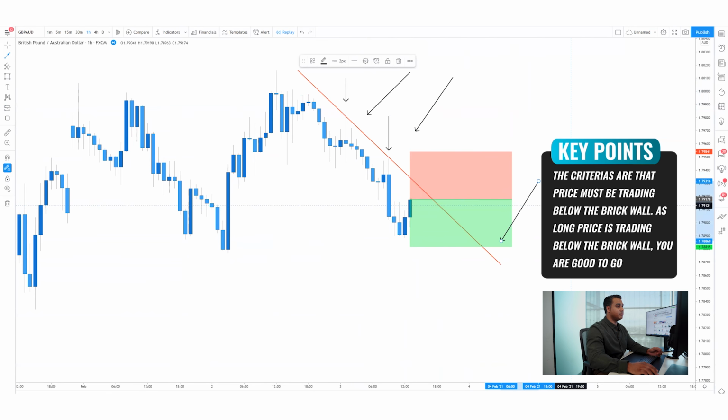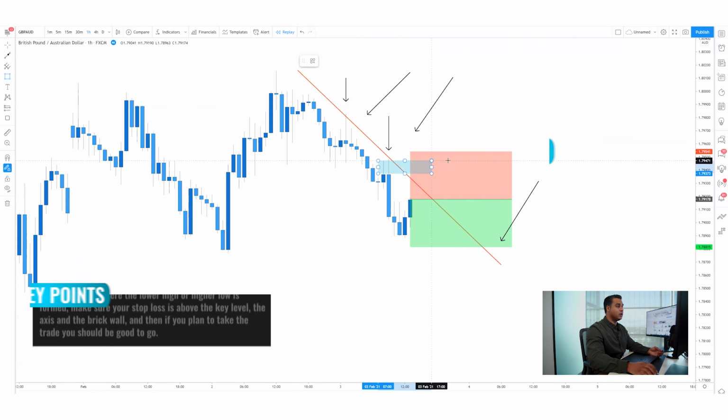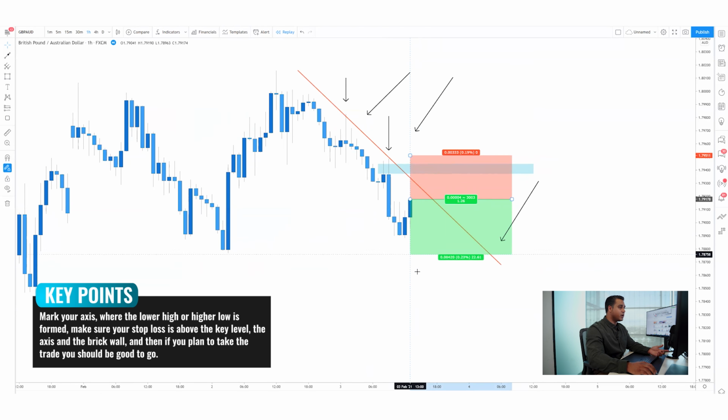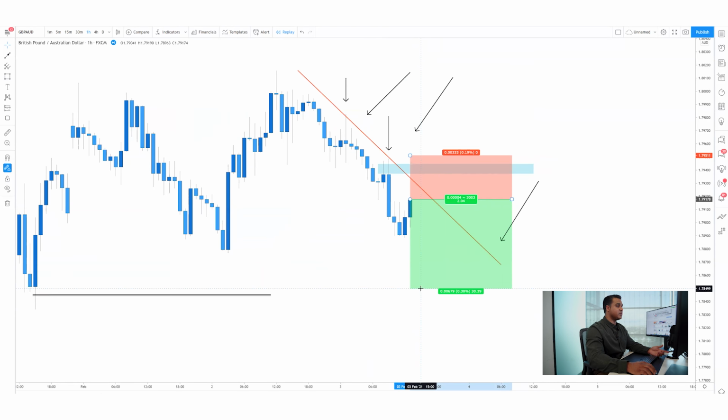And as long as price is trading below the brick wall, then guess what? You're good to go. Mark your axis where the lower high or the higher low is formed. And if you take the trade, just make sure your stop loss is above the key level, the axis, and the brick wall. And then if you plan to take the trade, you should be good to go. In a situation like this, guess what? You may suffer some drawdown because price technically hasn't come back to this key level yet, or this brick wall.